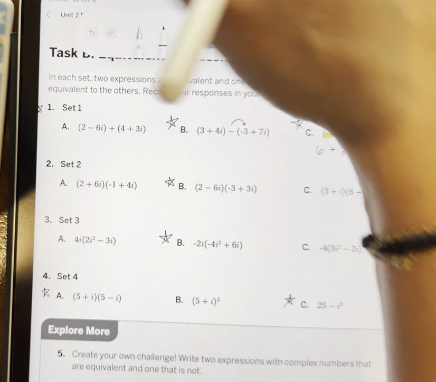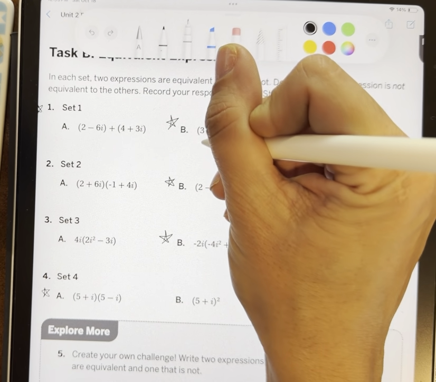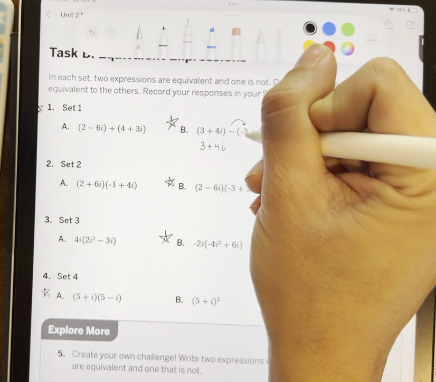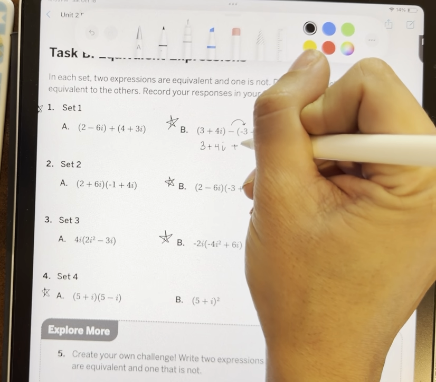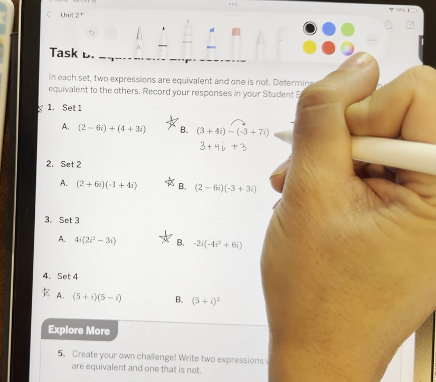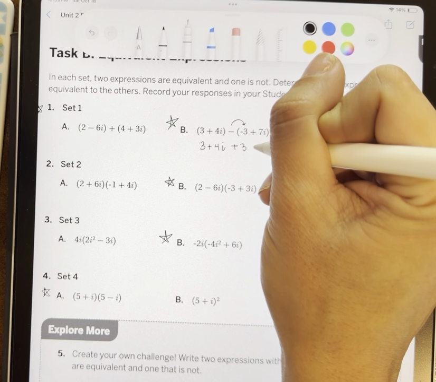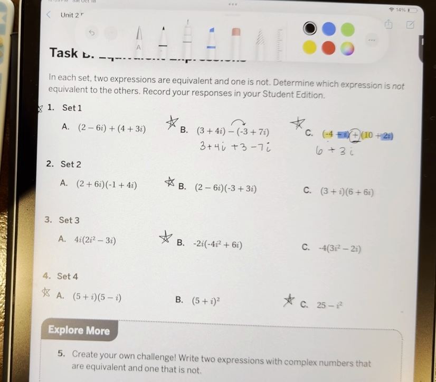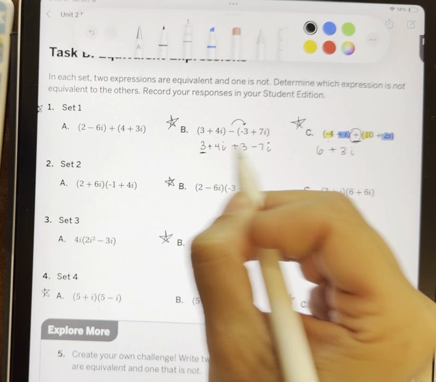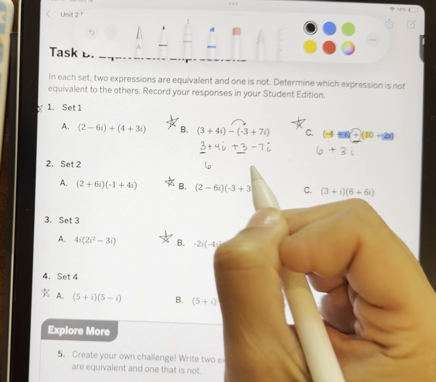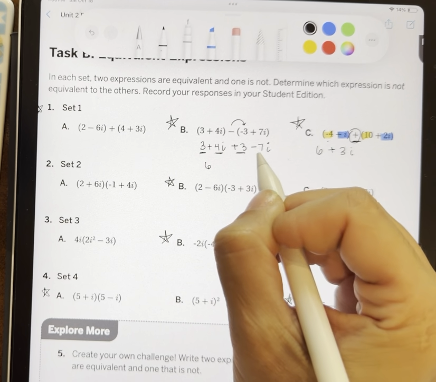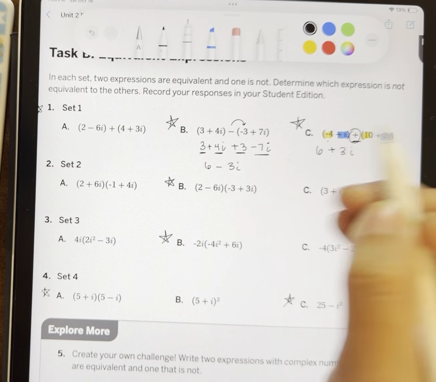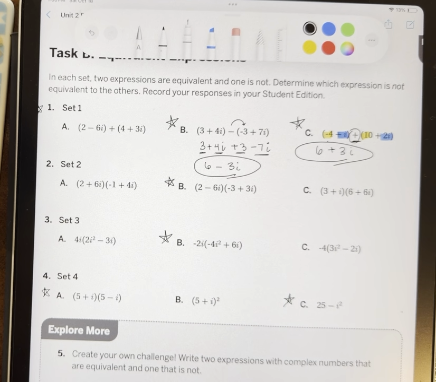So here I distribute that negative, so I get 3 plus 4I. Now minus 3 becomes plus 3, and negative positive 7I becomes negative 7I. Now I can combine like terms, so 3 plus 3 is 6, and then 4I minus 7I is negative 3I. Done. Okay?